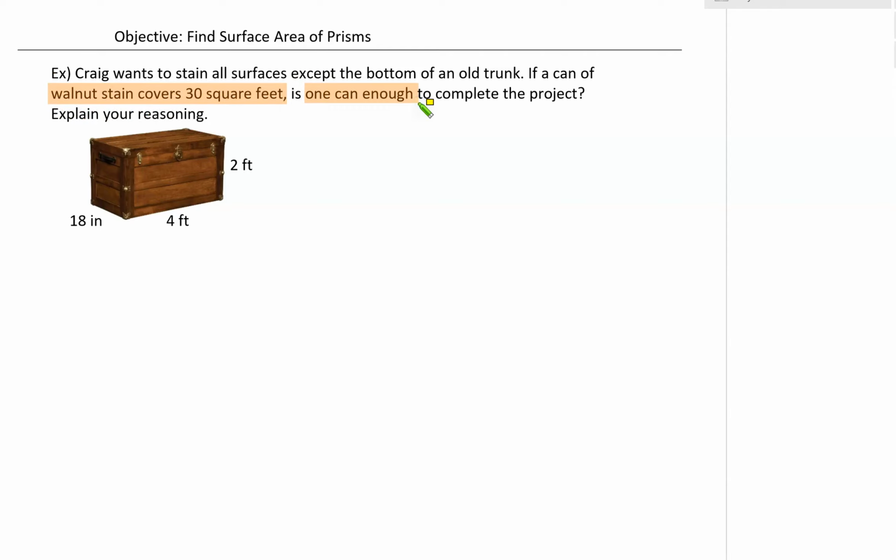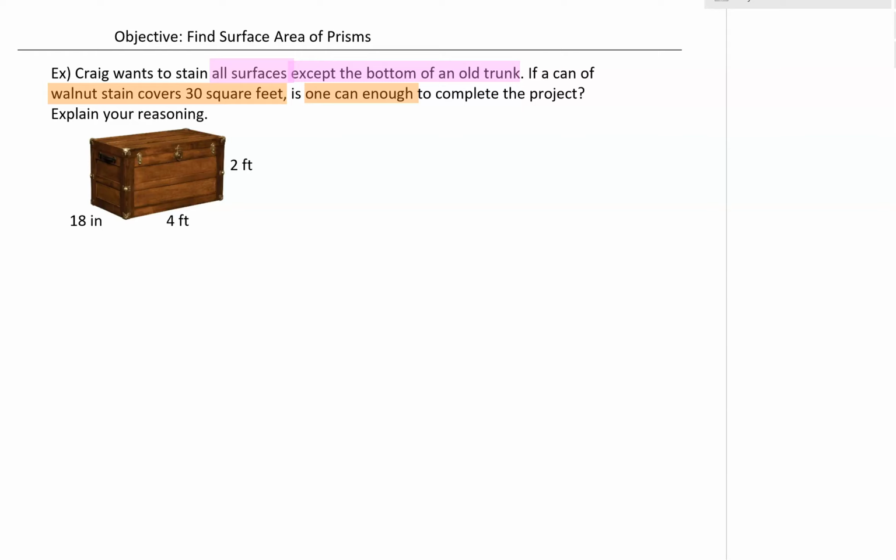So we need to know the area of the surfaces to be covered, and is it larger or smaller than 30 square feet, or maybe it's exactly equal, which would be okay also. Now, notice it says except the bottom of the old trunk. So all surfaces except the bottom. So we have a couple of options here. We could modify the surface area formula to find the area, or we could use a net, in which case there would be only 5 rectangles instead of 6, and we would not include the area of the bottom rectangle.